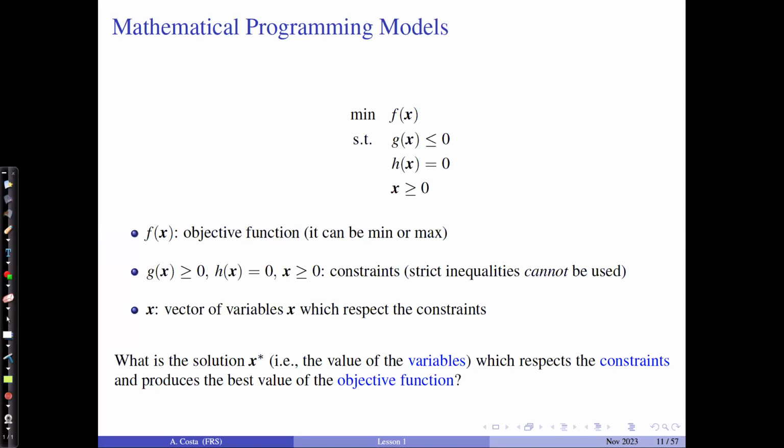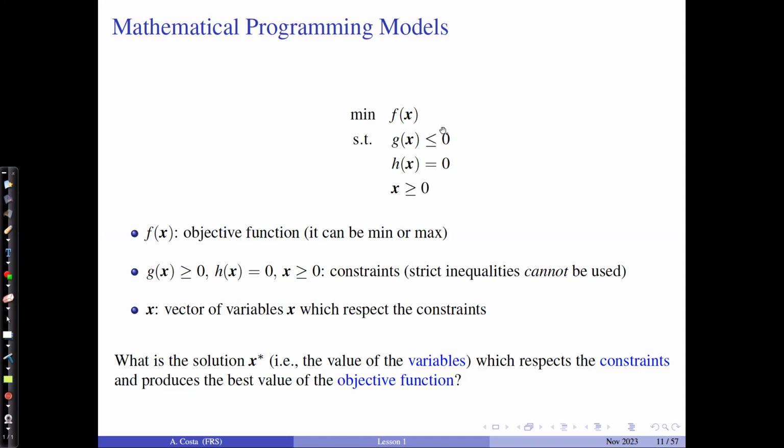This is the basic mathematical programming model structure. In this case, we want to minimize a function f of x. f of x is what we call the objective function. We can also maximize. Usually people write min, but min or max is the same for us. We can minimize or maximize depending on the problem. Then we have some constraints. We may have inequality constraints like g of x less than or greater than zero, or we have equality constraints.